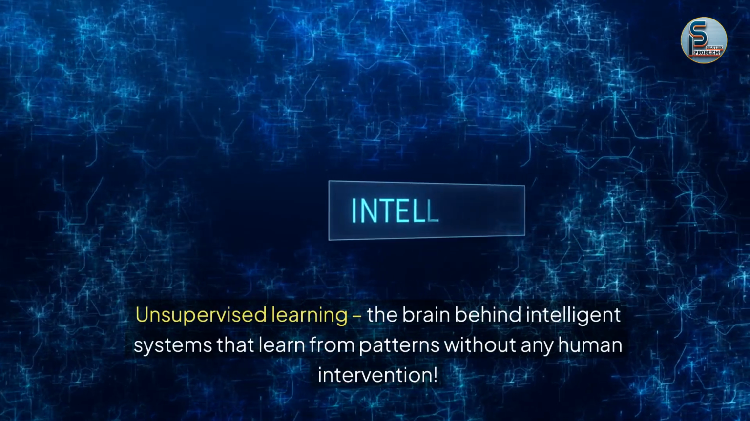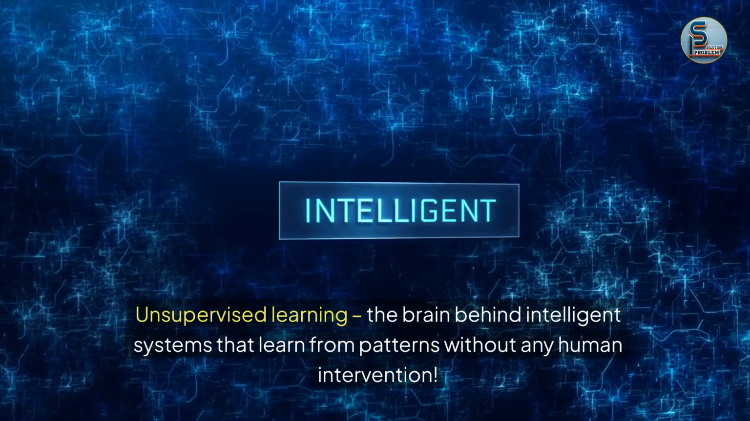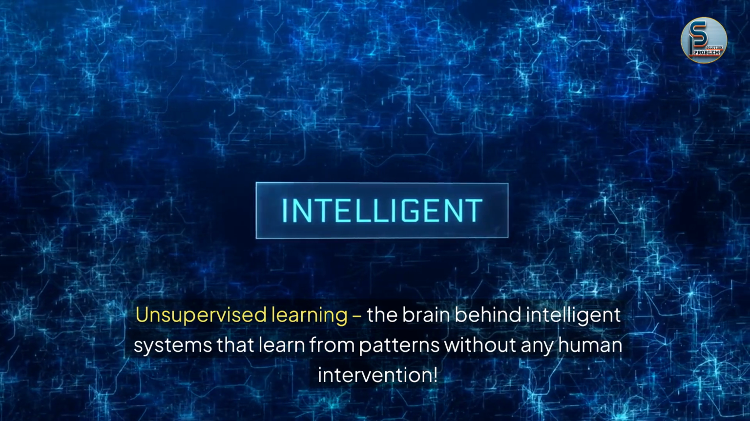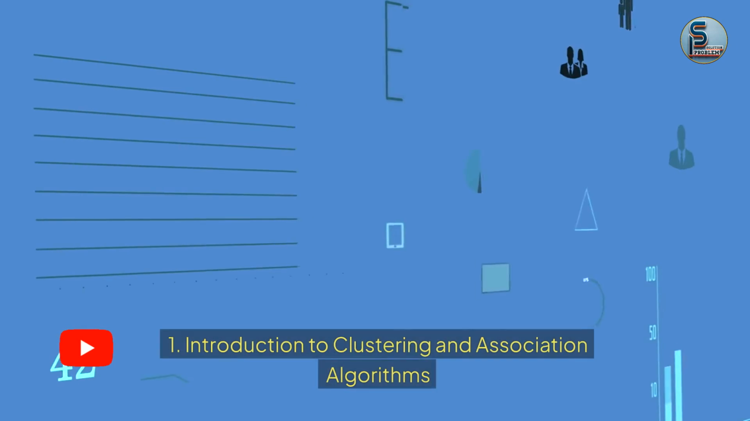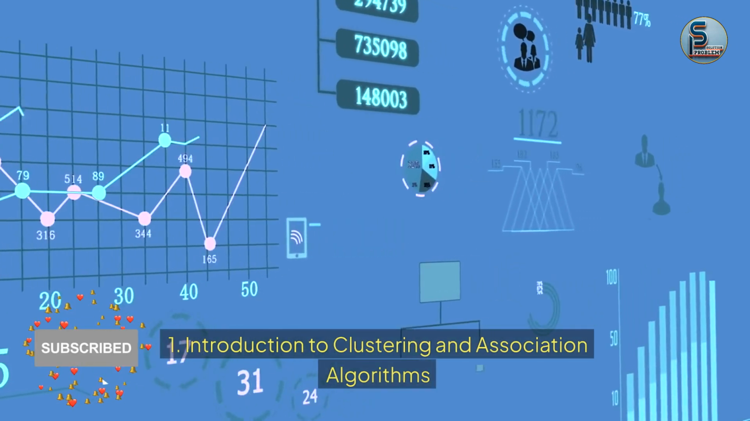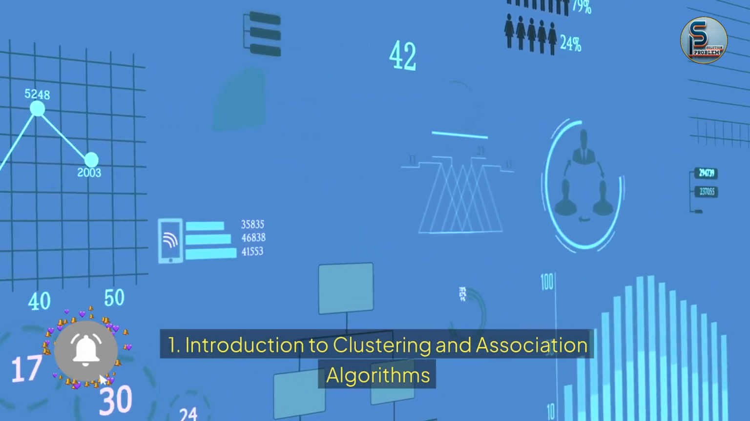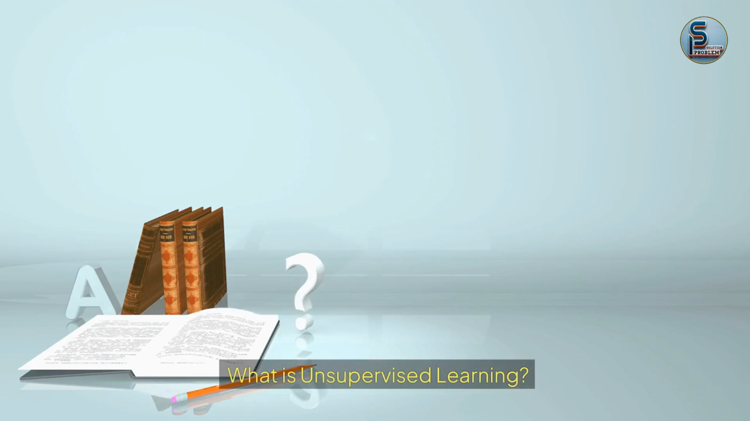Unsupervised learning, the brain behind intelligent systems that learn from patterns without any human intervention. 1. Introduction to clustering and association algorithms. What is unsupervised learning?